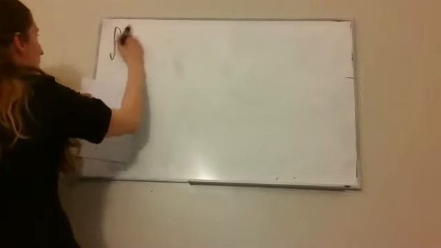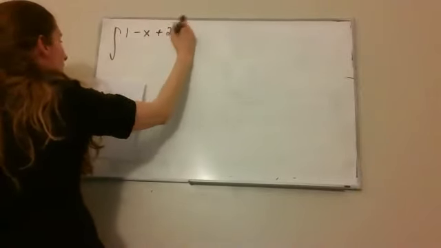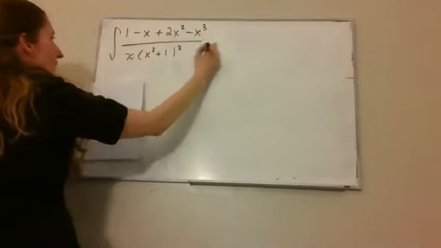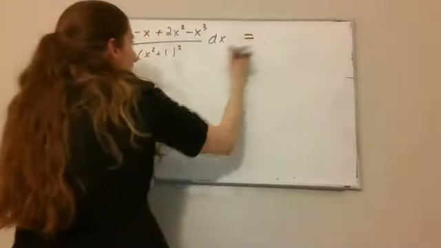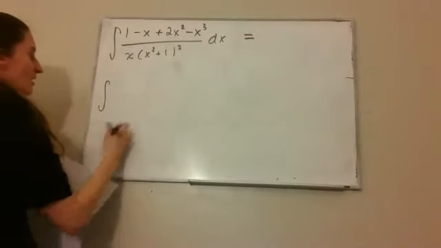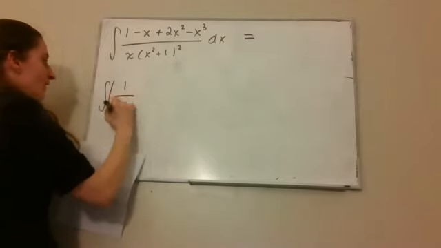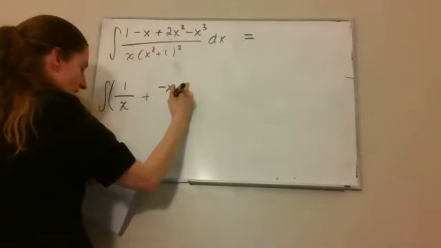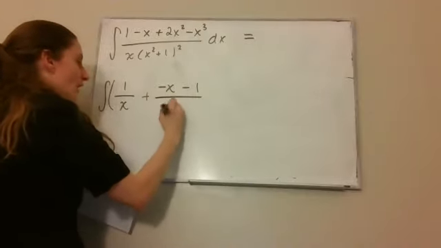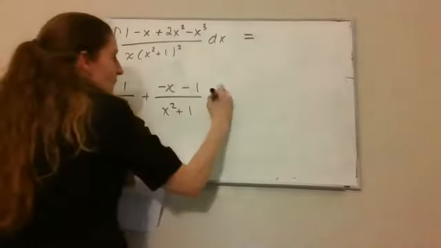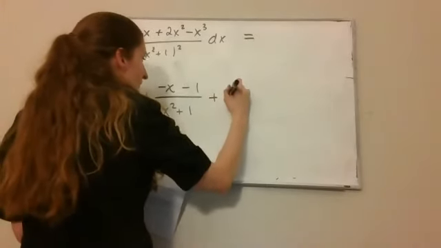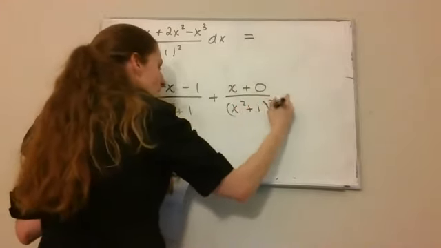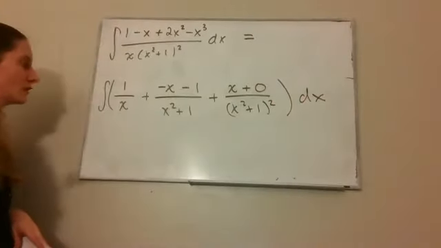So we have our original integral, 1 minus x plus 2x squared minus x to the third over x times x squared plus 1 squared dx. And we're going to write that using its partial fraction expansion. We had our a over x plus my bx plus c, B was -1, my c was -1, over x squared plus 1. And then plus my dx plus e. D was 1, E was 0, over my x squared plus 1 squared. So there's my partial fraction expansion.